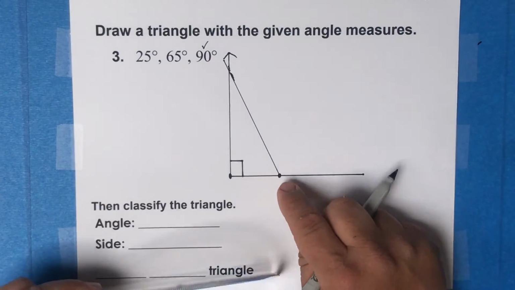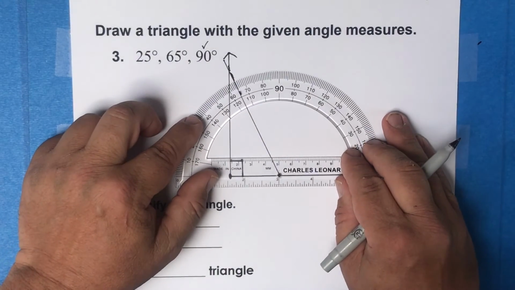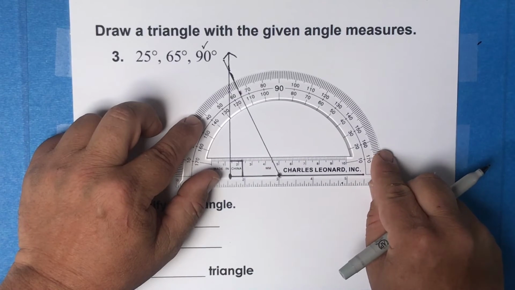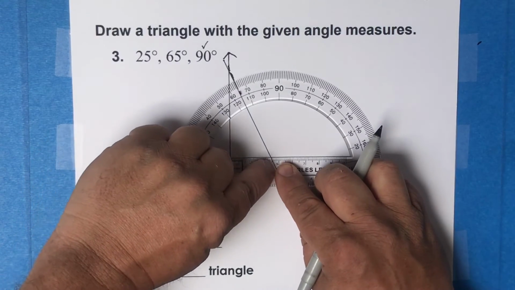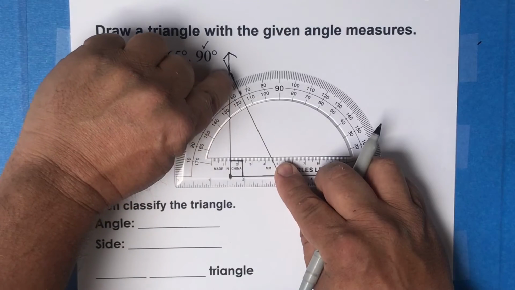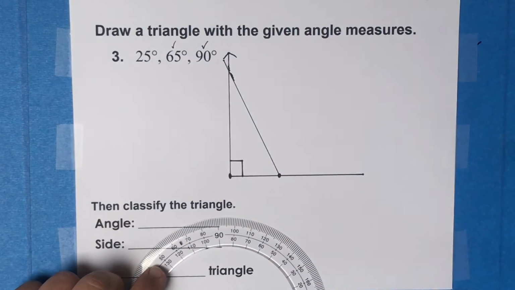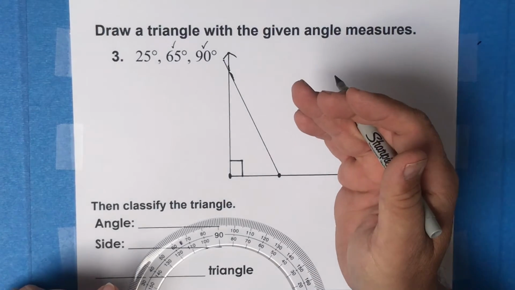Now, I'm going to go back in and check. Make sure the vertex and the line go through 0. And I take a look, that line goes right through 65. All right, so I've done the 65. Now, my triangle is complete.